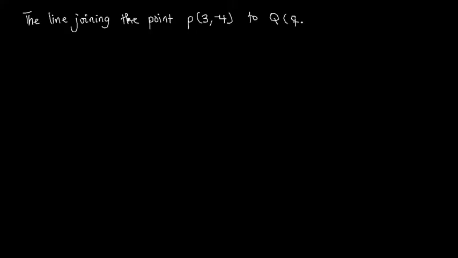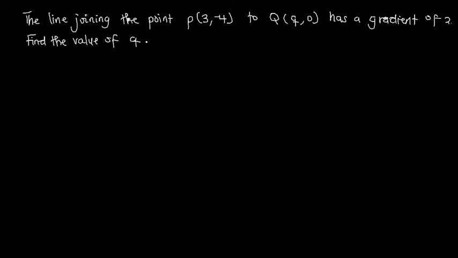Now let's have a look at another example. This is actually a practical example. So we have the line joining the points P(3, -4) to Q(q, 0) has a gradient of 2. We are to find the value of q.